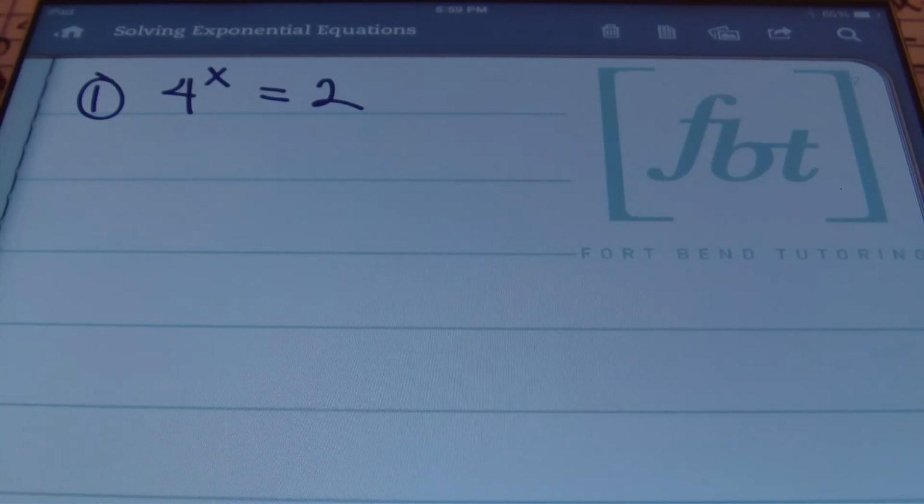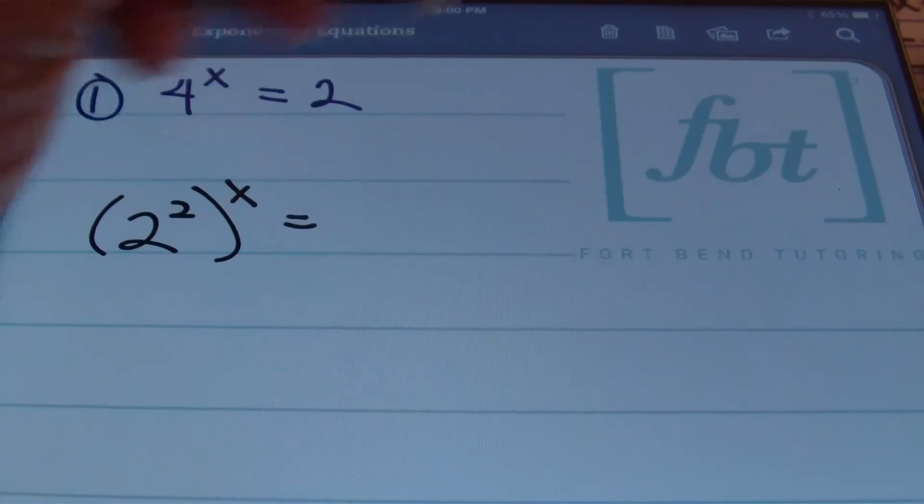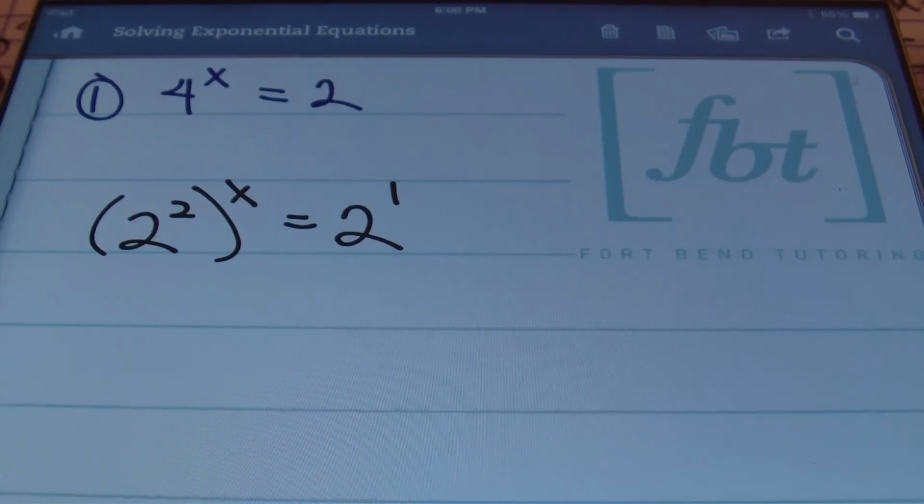In problem number 1, we have 4 to the x equals 2. The first thing I'm noticing about this equation is that as a base, 4 and 2 have many things in common, but what I really want to look for is the smallest base they have in common. That means I'm looking for the number 2, because 2 to the second power is 4, and we already know that 2 to the first power is 2. I could rewrite 4 as 2 squared raised to the x, and this equals 2 to the first power, like so.